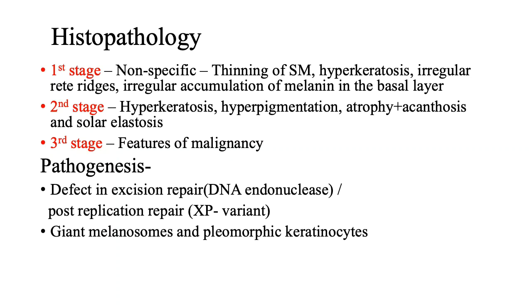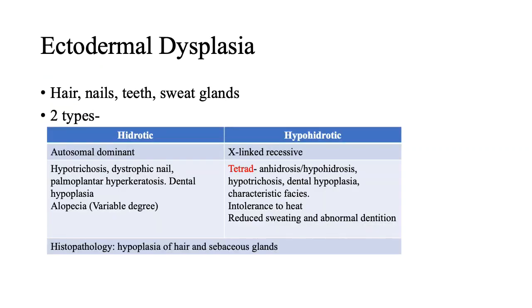Here, the defect lies in the excision repair, which is brought by DNA endonuclease. But in some variants, there is defect in post-replication repair. These are known as XP variants. Giant melanosomes and pleomorphic keratinocytes are also seen in xeroderma pigmentosum.